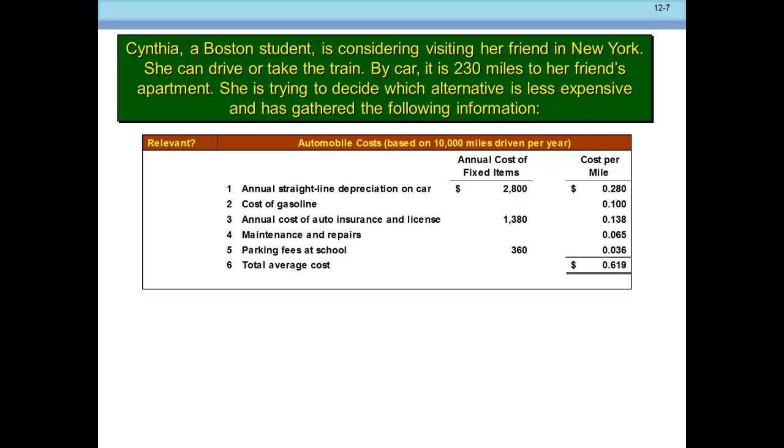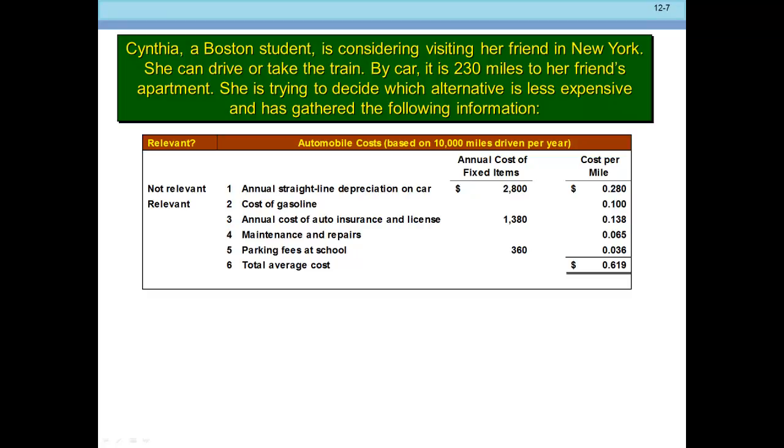Sketch, do you think the straight line depreciation is a relevant cost to deciding if Cynthia takes the train or drives to New York? I don't think so, because the depreciation is the same whether we take the car or ride the train. That's right. How about the cost of gasoline? Sure. We have gas costs if we drive. We don't if we take the train, so that cost would be relevant.